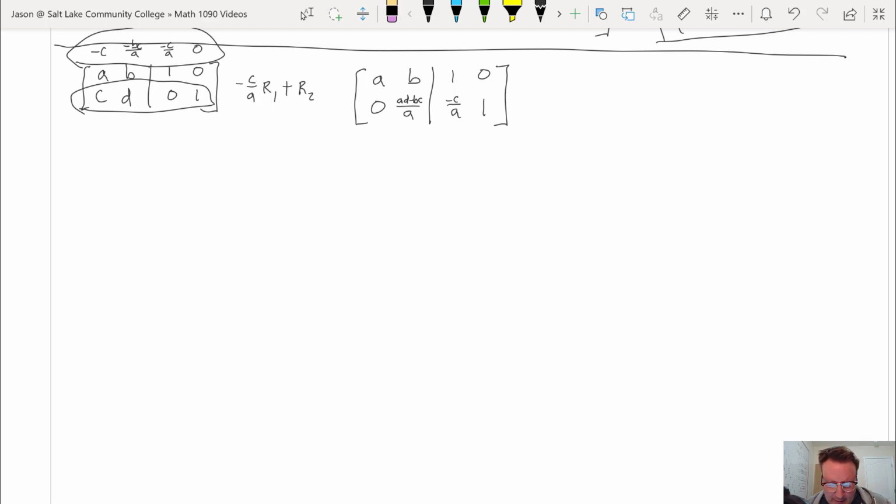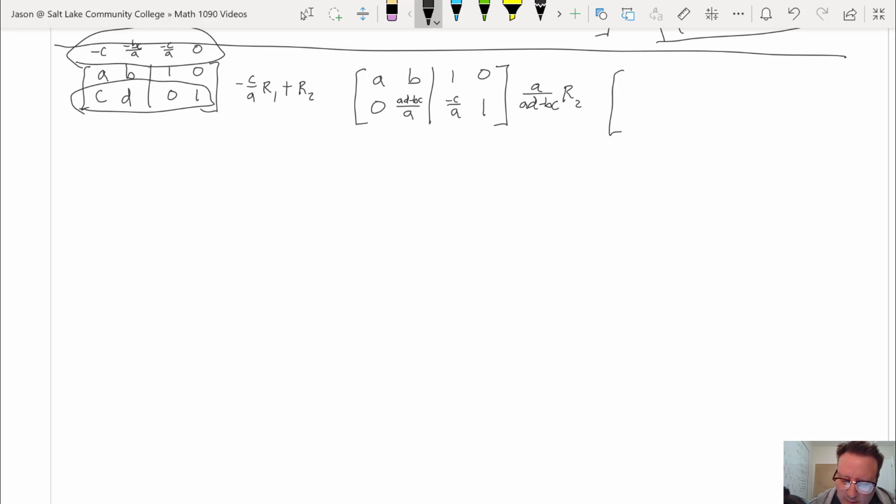Okay, next. Well, I have a 0 below the diagonal, so now I want to start making elements on the diagonal into 1s and clearing out above the diagonal. So I think the first thing I will do is make that AD minus BC over A element into a 1. So how do I do that? I'm going to multiply row 2 by the reciprocal, A over AD minus BC.